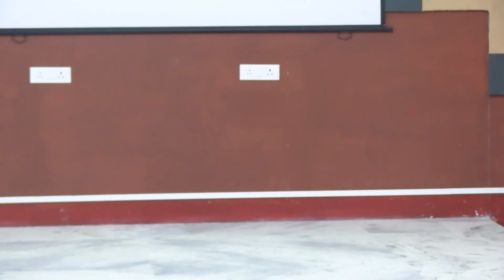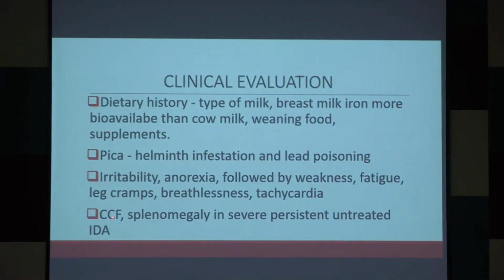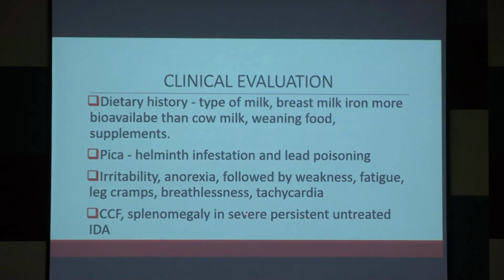Now again, clinical evaluation: we will start from diet and type of milk. Breast milk iron is more bioavailable than cow milk. What food was the baby getting during complementary feeding, and any iron supplements the baby was taking? Pica, because pica causes helminth infestation and lead poisoning. Then there will be irritability and anorexia, followed by weakness, fatigue, leg cramps, breathlessness, and tachycardia in case of severe iron deficiency. Congestive cardiac failure and splenomegaly occur in severe, persistent, untreated iron deficiency anemia.